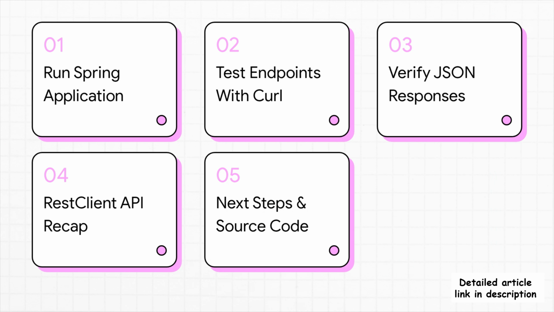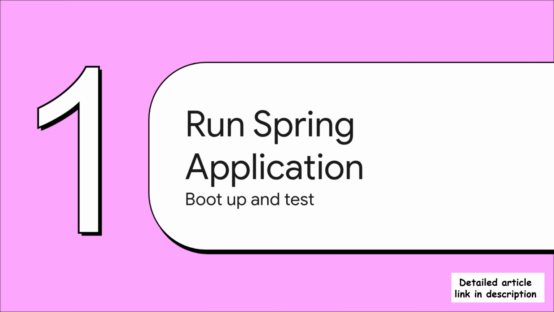Here is our roadmap for the finale. First, running the Spring application. Second, testing endpoints with curl. Third, verifying the JSON responses. Fourth, the RestClient API recap. And finally, next steps and source code. Let's jump right in. Section 1.